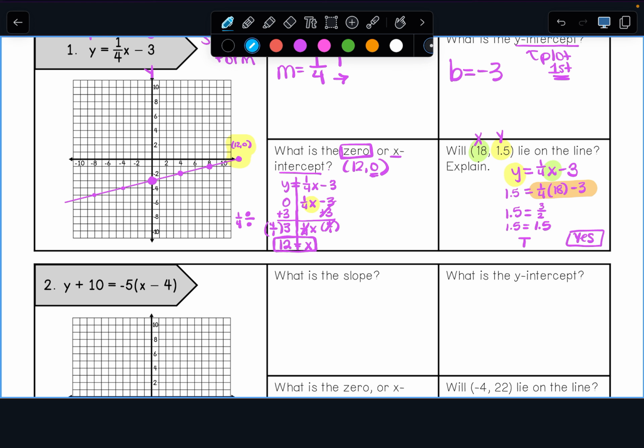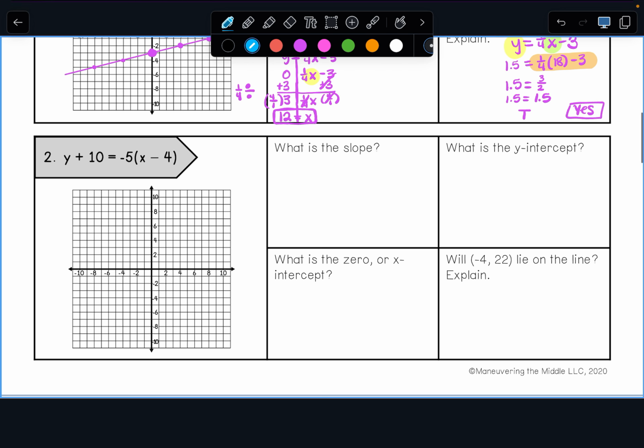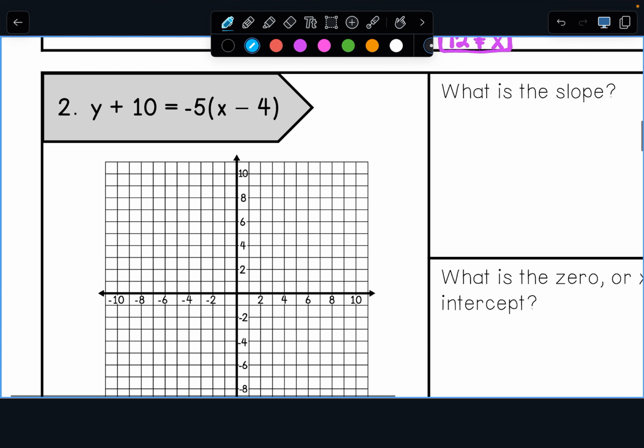This equation is written in what form? Point slope form. How do you recognize point slope form? It shows your x and y point. What do you guys see that lets you know? Your slope too. What's different about the way this one's written and everything else? It gives you your slope.